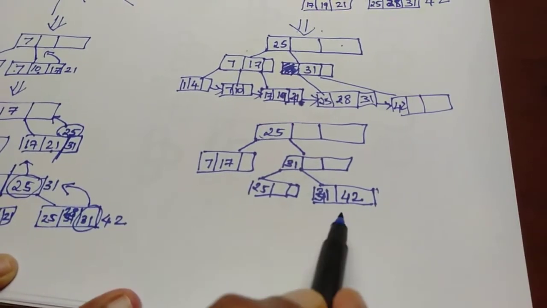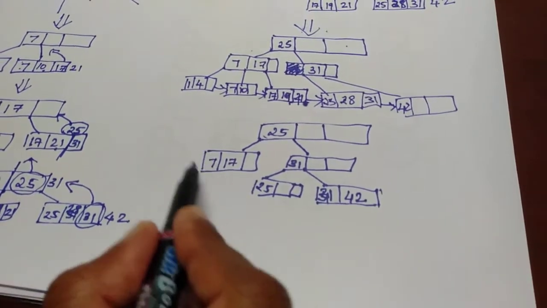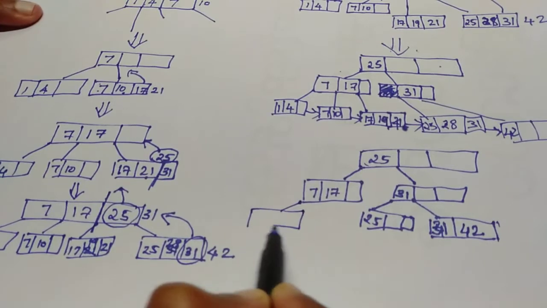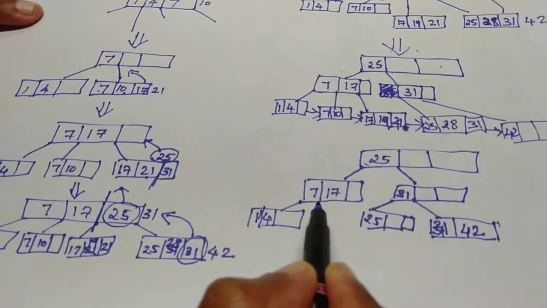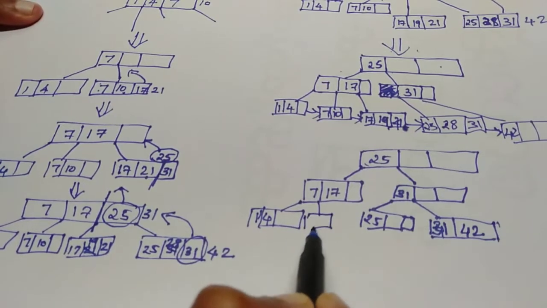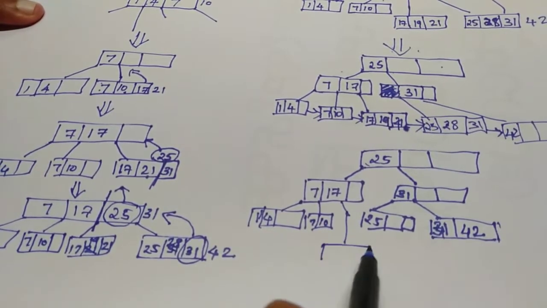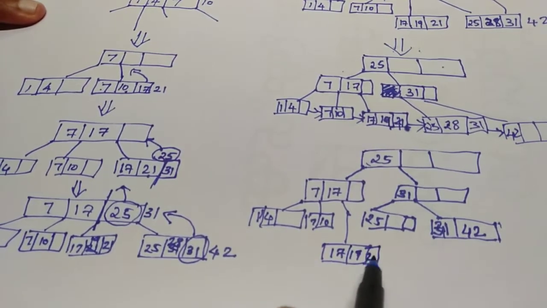Okay. Now after this I have all these elements. There are no changes over here. So just as previously, before the 7 we have 1, 4 and there is a space. After 7 we have 7 and 10. To the right of 17 we have 17, 19 and 21.